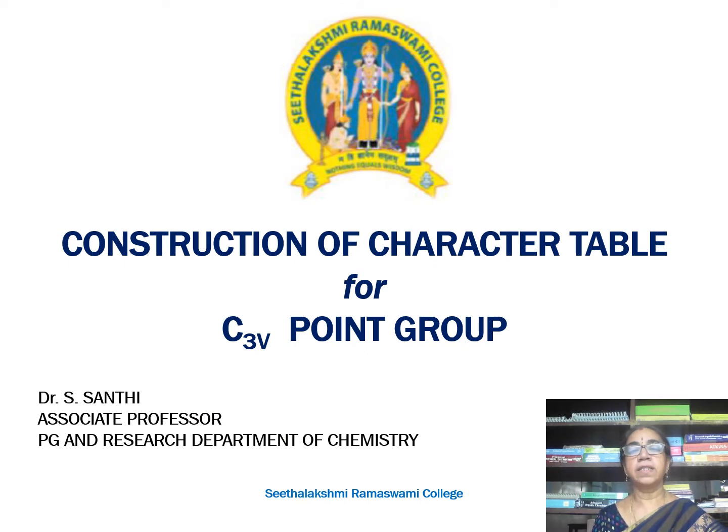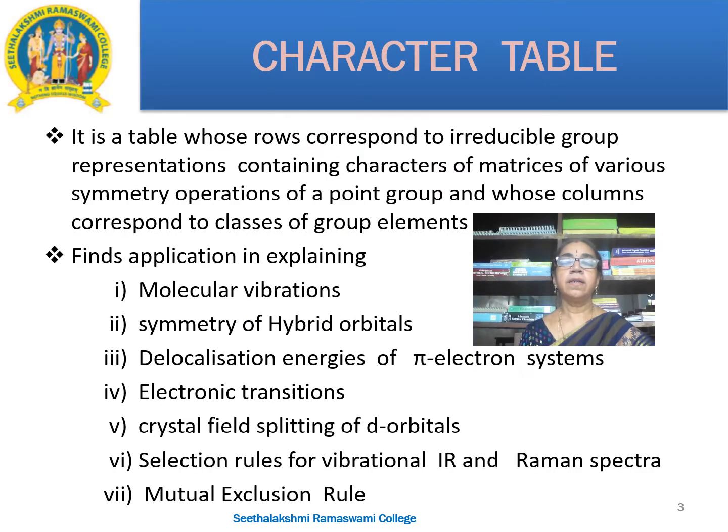Construction of character table for C3V point group. A character table is just a table consisting of rows and columns. Rows of the table correspond to irreducible group representations, which are filled by characters of matrices of various symmetry operations of that particular point group. And the columns of the character table correspond to conjugacy classes of group elements.